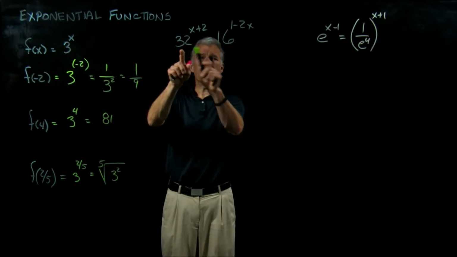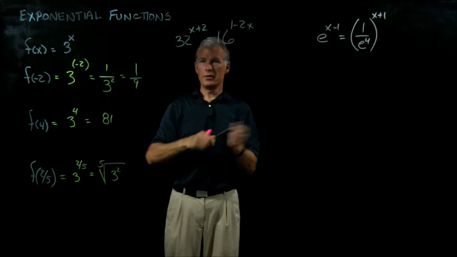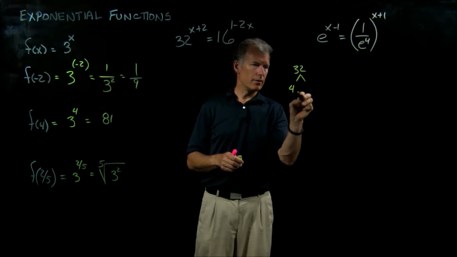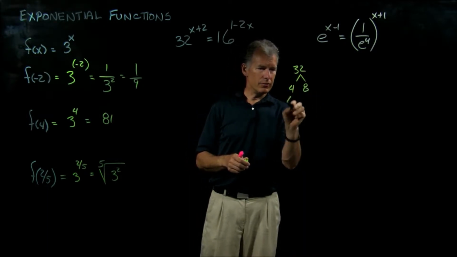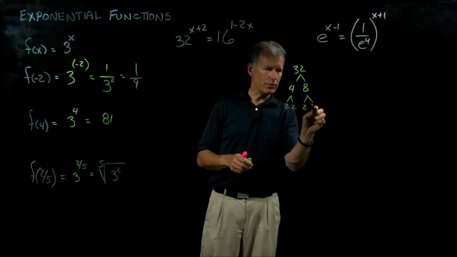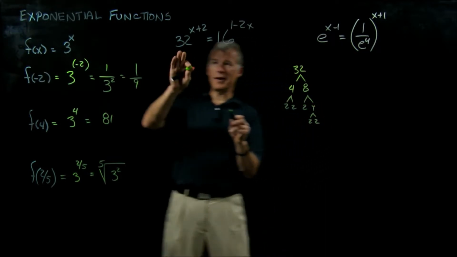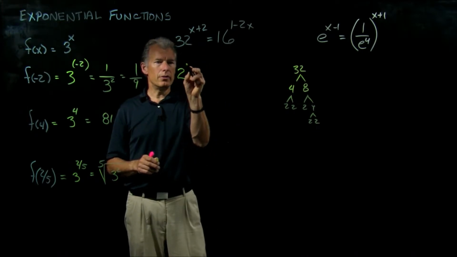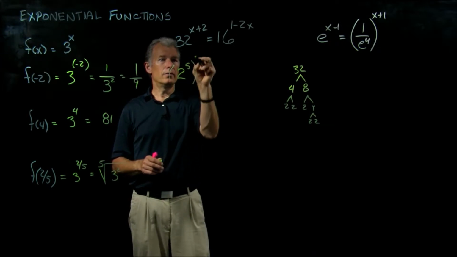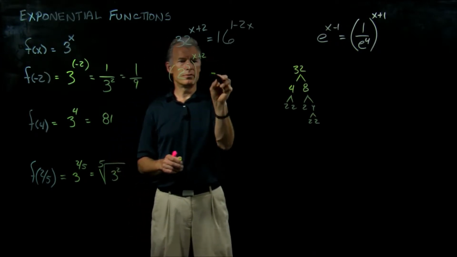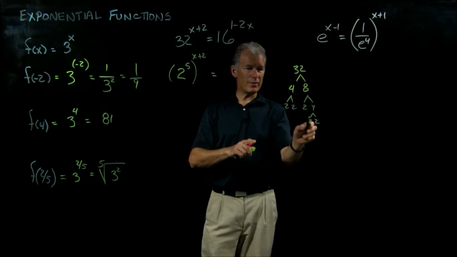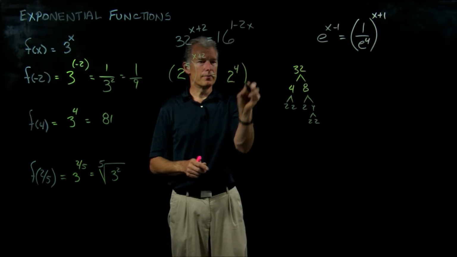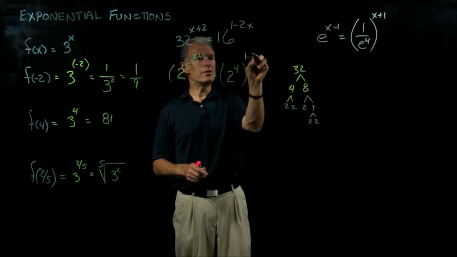So, if we were to start to factor these numbers here, for example, we have 32 factors into 4 and 8, which factors into 2's and 2's, lots of 2's. So in fact, we could rewrite the 32 as 2 raised to the power of 5, raised to the power of x plus 2. And 16 would be the same idea, but of course it would be 2 to the 4th power. So I'll just do that, 2 to the 4th power raised to the power of 1 minus 2x.